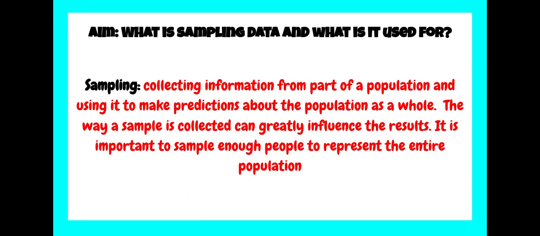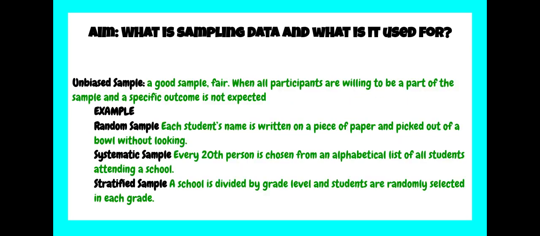So, first of all, sampling is just collecting information from part of a population and using it to make predictions about the population as a whole. If you were to gather all the information about a population, that would be a census. The way a sample is collected can greatly influence results, and it's very important to sample enough people to represent an entire population. Otherwise, we can get something called a biased result. So what we're looking for is something that's unbiased. Let's look at what unbiased is.